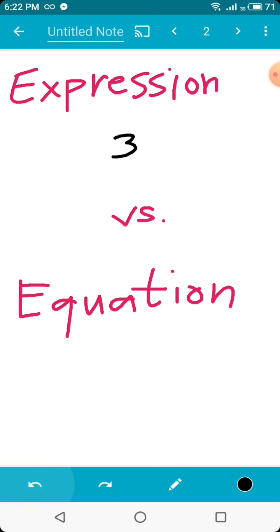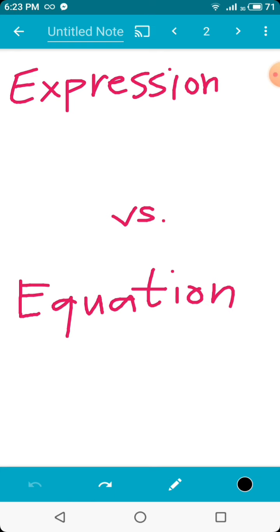So, pag sinabi nating expression, yan yung pinagsama-samang terms. So, let's say 3x plus 2. Okay? So, isang term, and then isang term, and then you combine it using addition. Okay? Or we have 3x minus 5. Isang expression din yan. Okay? So, that is expression. So, what if magiging equation na siya?